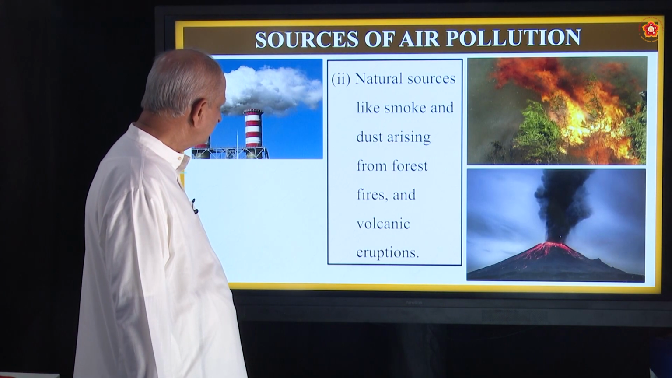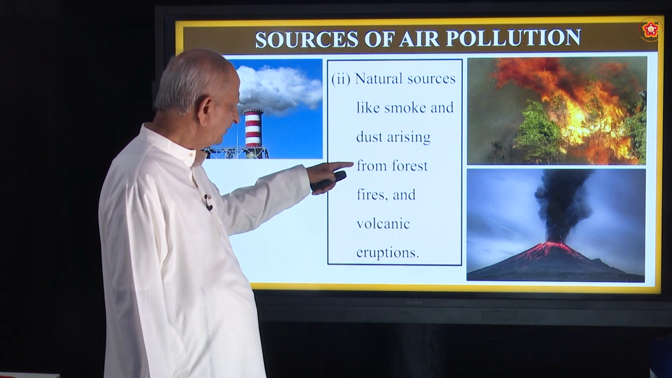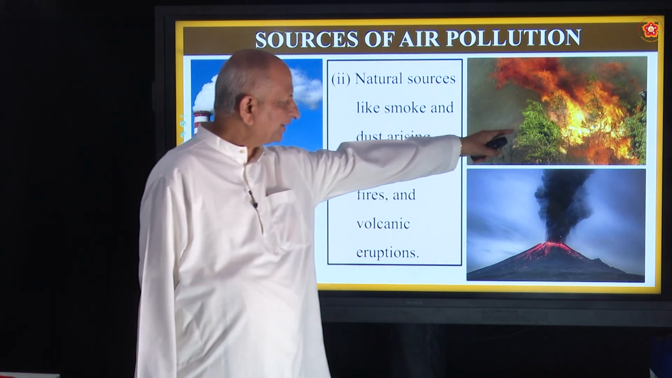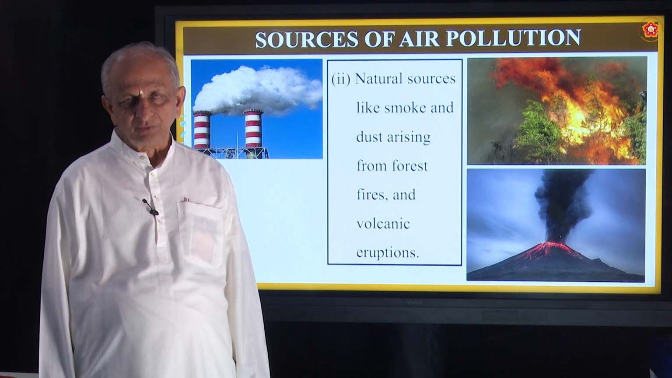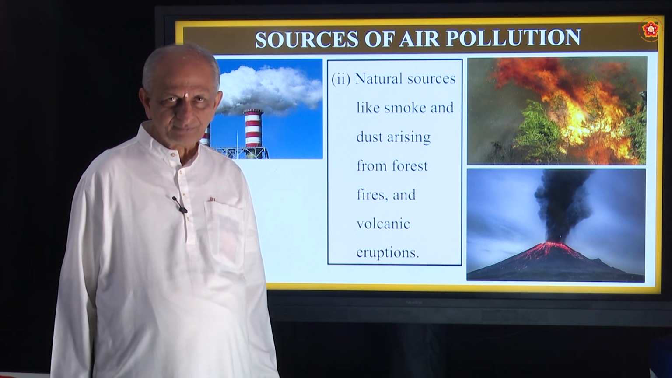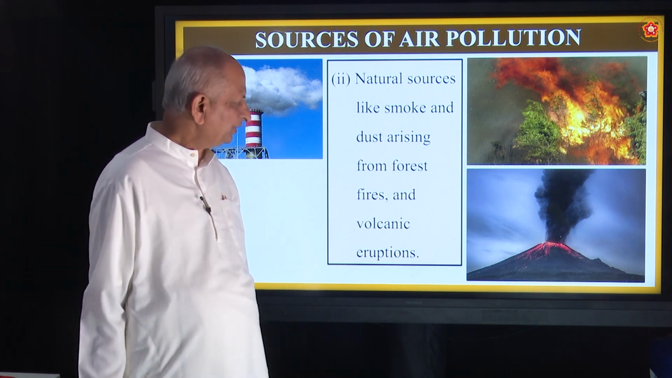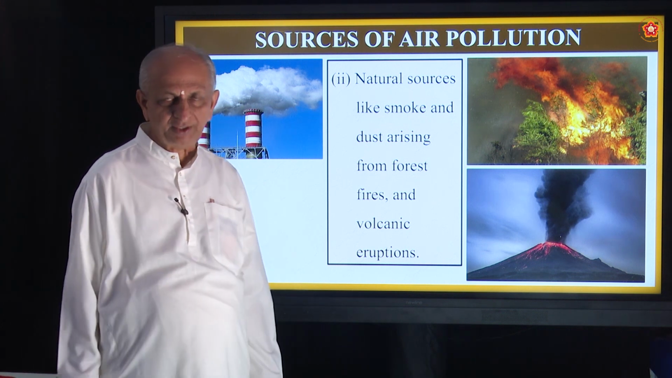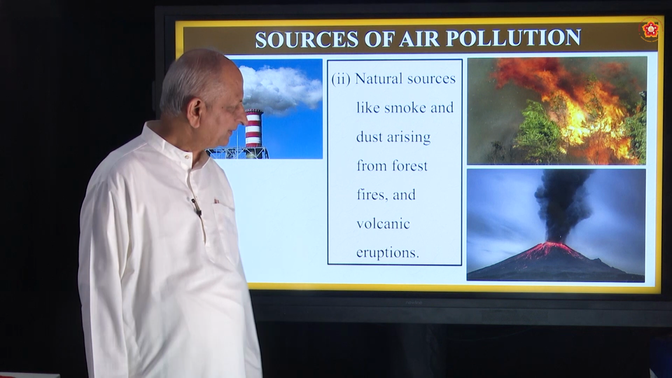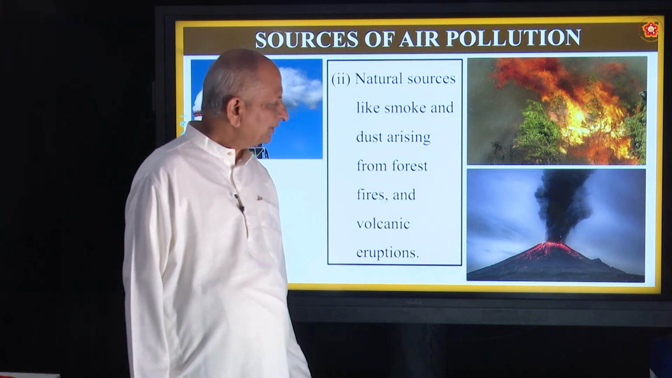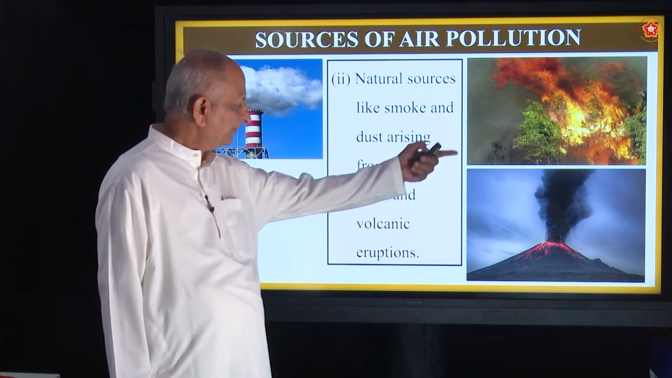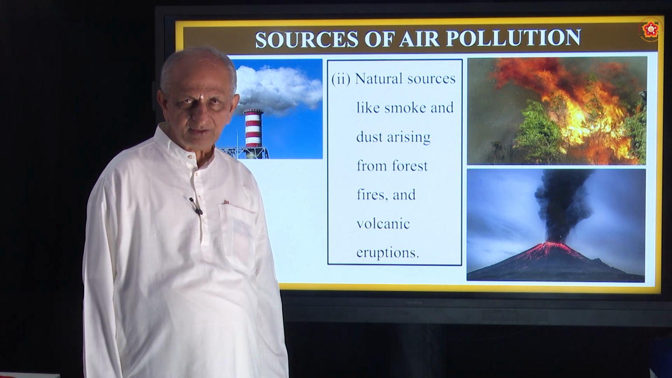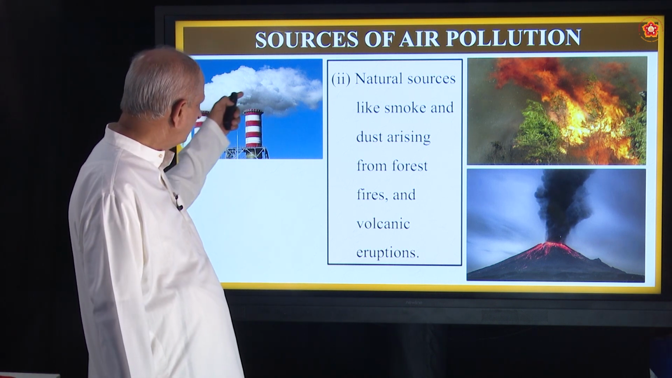So, some more sources. Natural sources like smoke and dust arising from forest fires and volcanic eruptions. Here you see, this is called forest fires. Some crooked minded people will burn in the summer time. They will pollute the atmosphere by what are called forest fires. Sometimes it catches fire of its own accord due to heat and sunlight, but sometimes people create fire there, due to which many of the plants get burnt off, and many animals, birds, everything is disturbed, and even the factory smoke also.